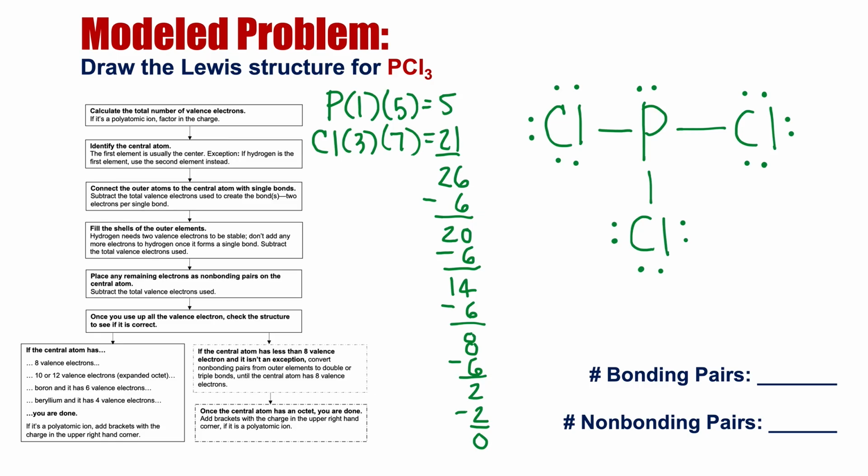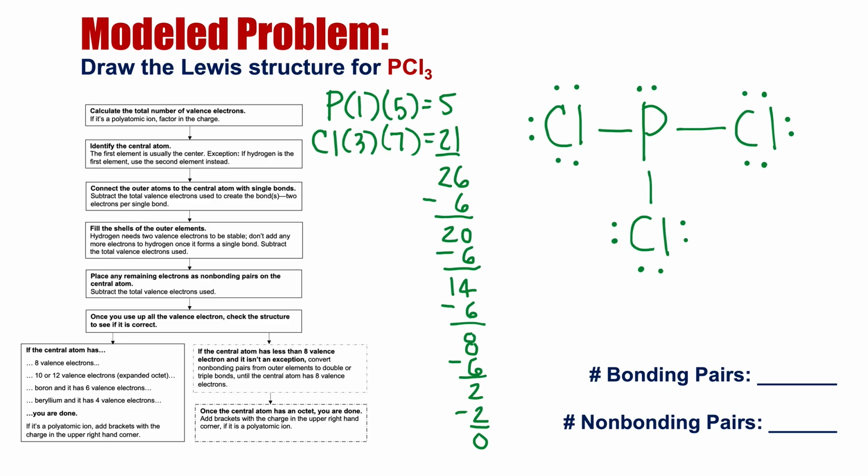Now I want to check my central atom, and I want to see how many valence electrons are on it. That phosphorus has 2, 4, 6, 8 total valence electrons. Therefore, it's following the octet rule. Therefore, there's nothing else that needs to be done. This Lewis structure is finished.